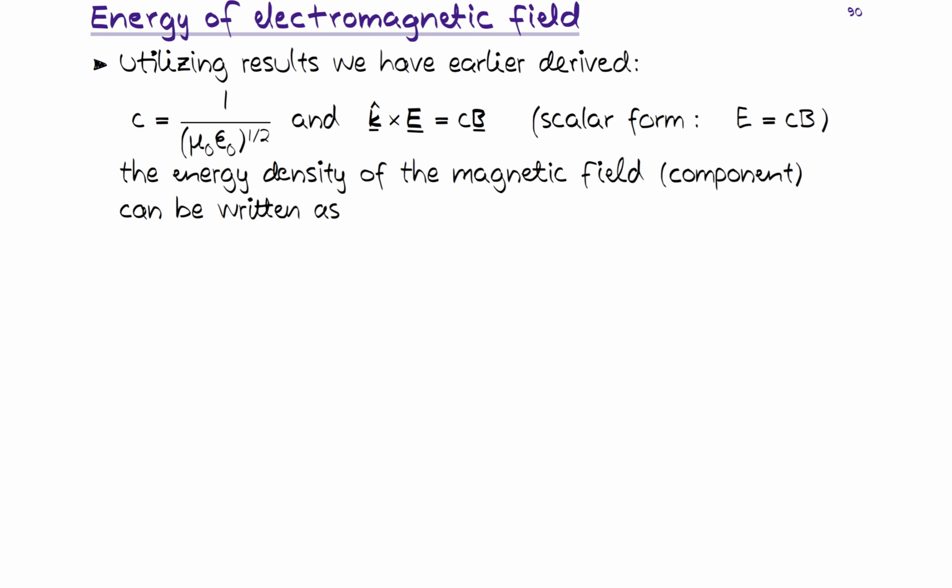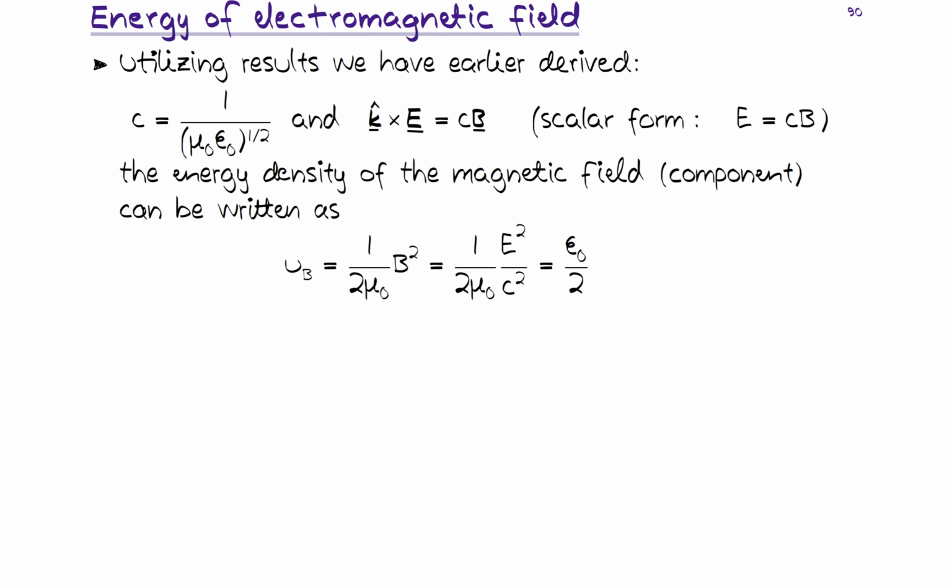So the energy density of the magnetic field component can then be nicely written, so that this energy density U_B is 1/2 mu naught times B squared, and then we can write this using the E field amplitude. So this will be of the form 1/2 times mu naught times E squared divided by the speed of light squared.